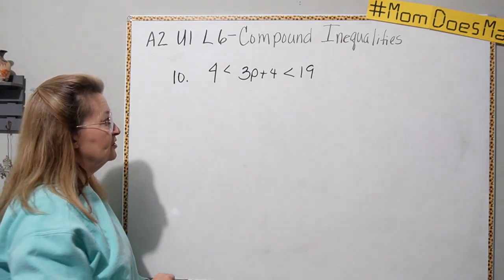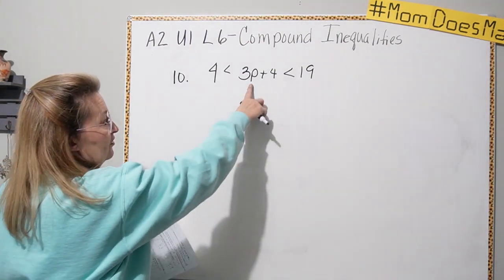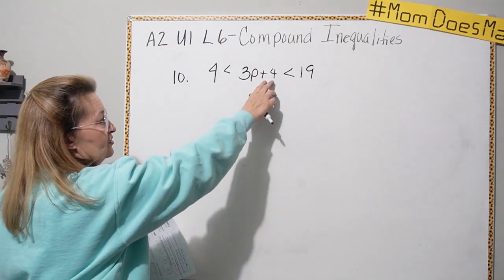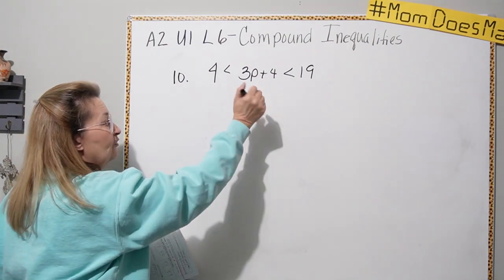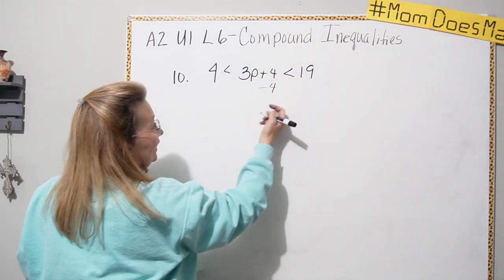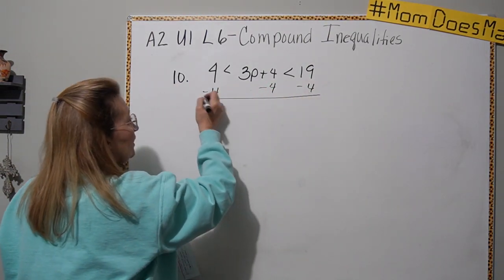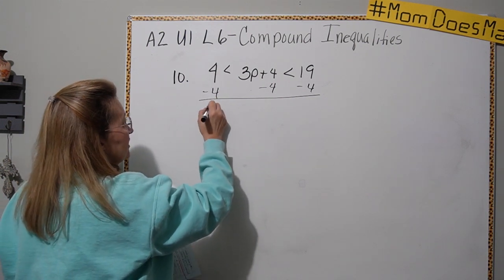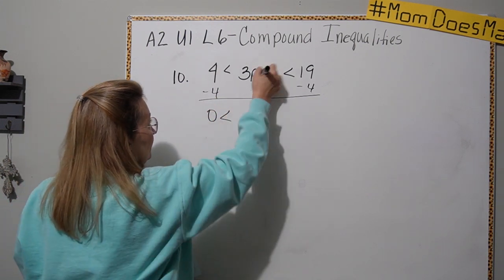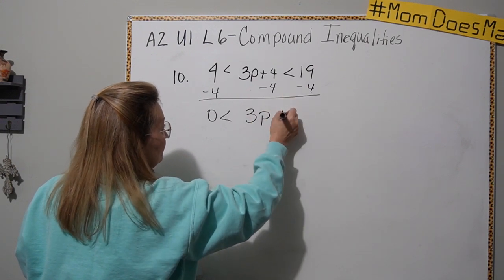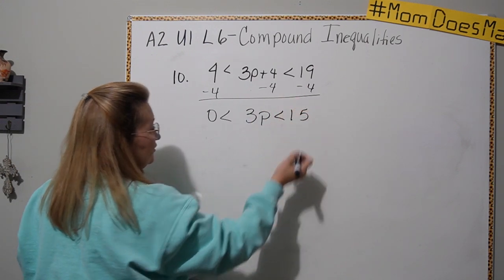Okay, on number 10, once again, it's condensed, so let's just make sure we do the same thing to all 3 parts. Find your variable. It's on the inside, and we want to get rid of everything attached to it. There's a 4 and a 3. So we're going to go for the 4 first, and anything you do to the middle, you have to do to both ends. Now 4 minus 4 is 0, less than. These two cancel out, so you've got 3p, and 19 minus 4 is 15.